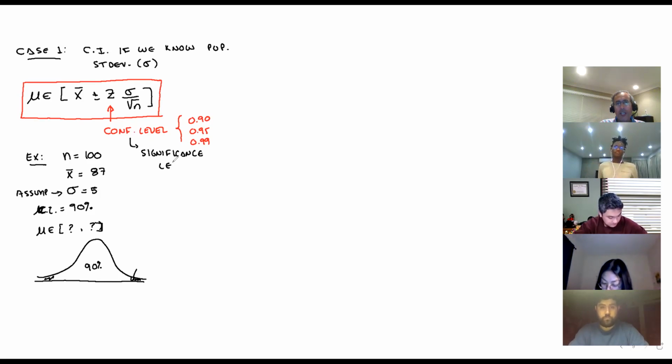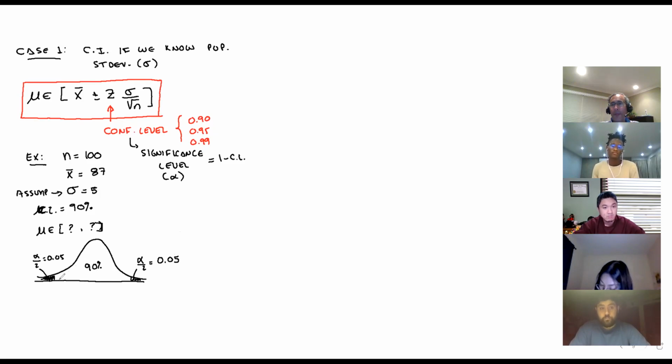And the significance level is simply equal to 1 minus the confidence level, and it is called alpha. So if the confidence level is 90%, the significance level is 10%. If the confidence level is 99%, the significance level is 1%. It's simply 1 minus this number. So this one here is going to be alpha over 2. If this is 90, this is going to be 0.05, and this is also alpha over 2, 0.05. Agree with me, guys?